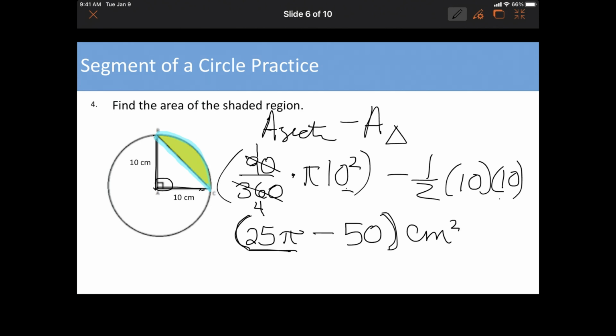And it's easier to check your answers this way because everyone should have the same answer. The moment you round and you put in 3.14 or you use the button for your calculator, everyone can have different answers.